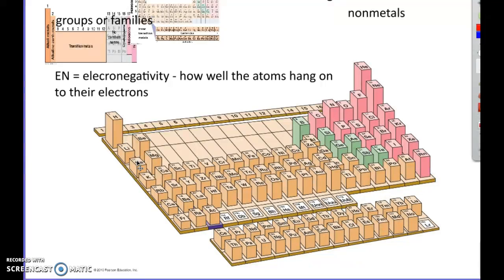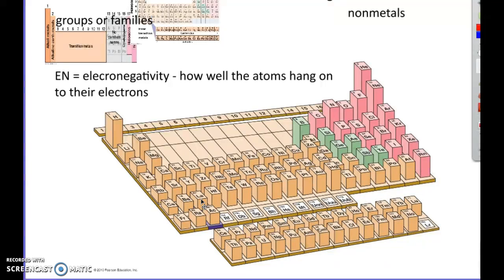This means they're like parents who take their kid to the park and just kind of don't really watch them. They just kind of let them run around and do whatever, and as long as there's the right number of kids around, they're happy with that. Okay, they don't really hang on to their electrons very well, and so the very smallest one down here in the corner is francium, but all the metals are fairly low. They do not hang on to their electrons very well.